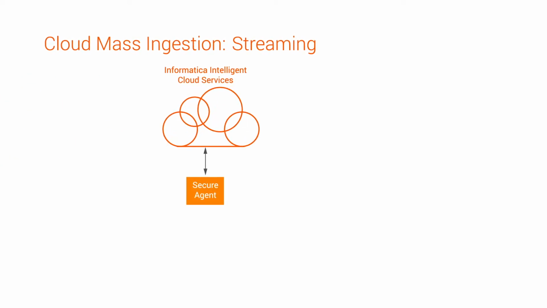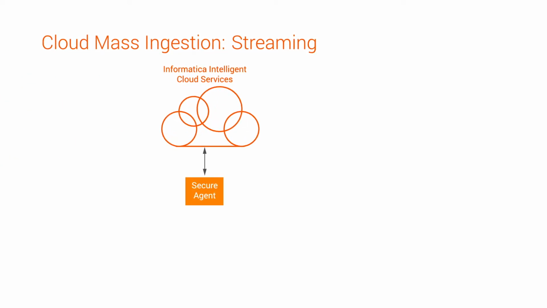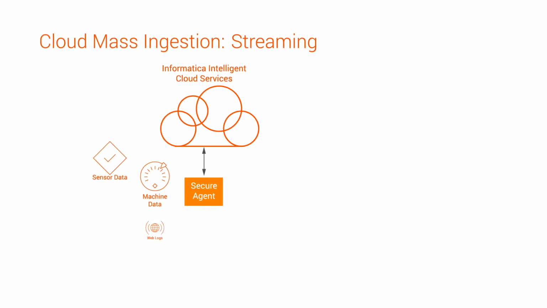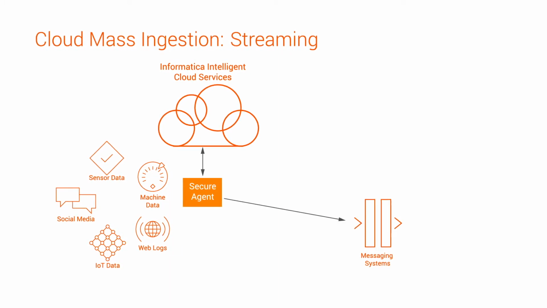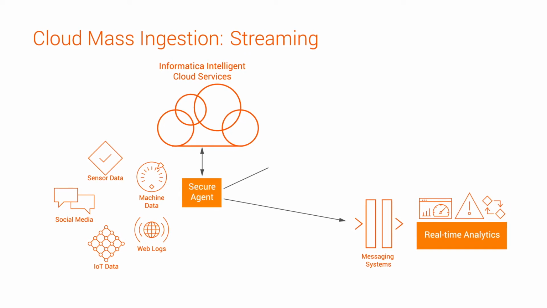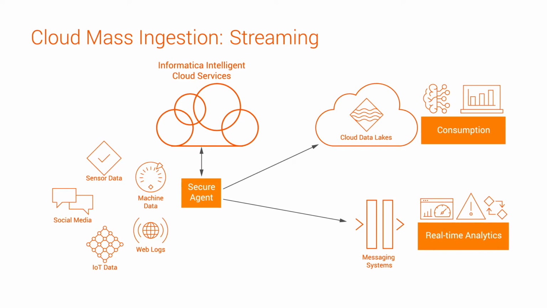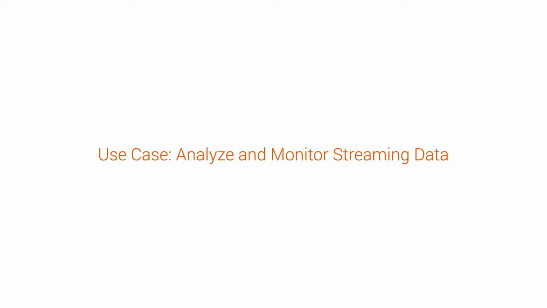With mass ingestion streaming, you ingest data from sources like sensors, machines, logs, IoT devices, or clickstreams into messaging systems like Kafka for real-time analytics, or into a data lake for further consumption. Let's walk through an example.